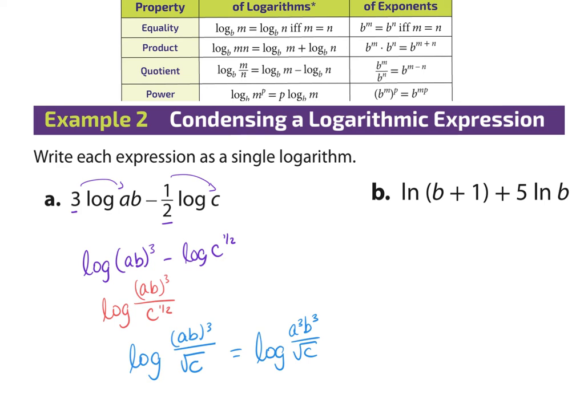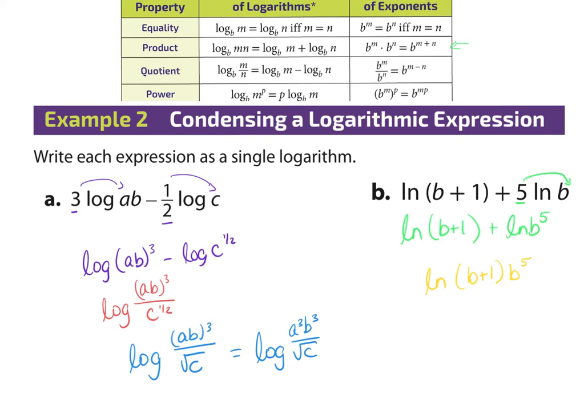All right, so for the next one, the first group does not have an exponent. The second one does. So I'm going to combine my exponents first. This is going to be the exponent here. And then addition, well, that takes me back to multiplication. So I can say the natural log of b plus 1, b to the 5th, all right?